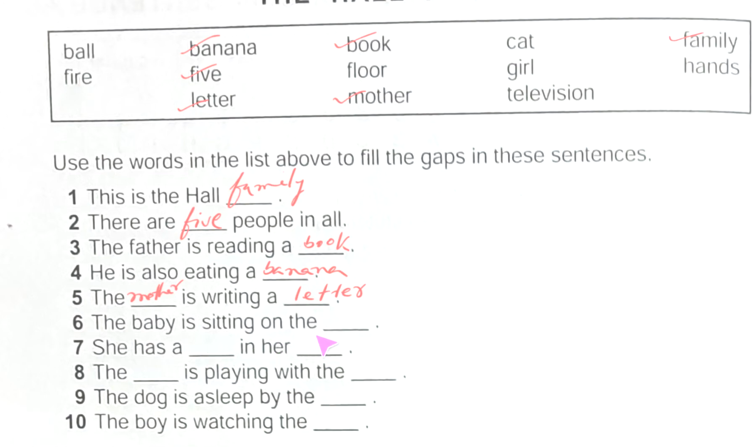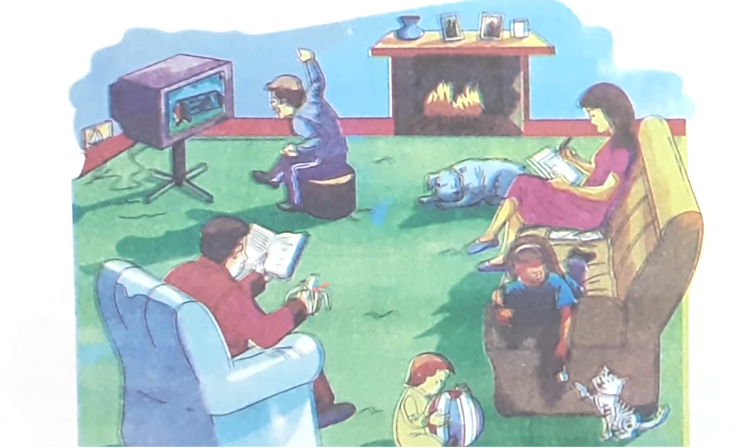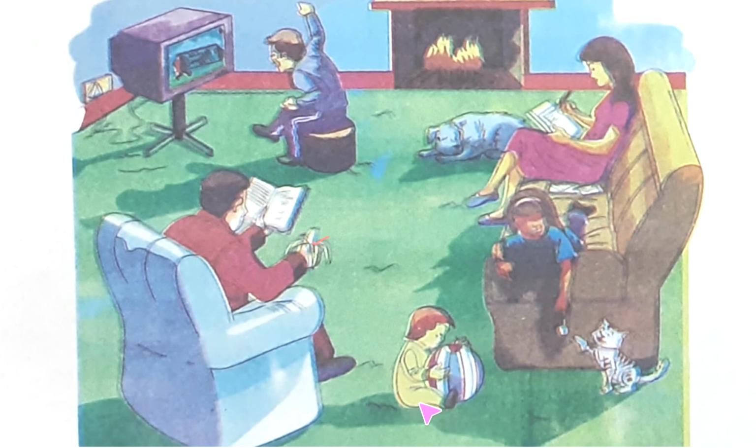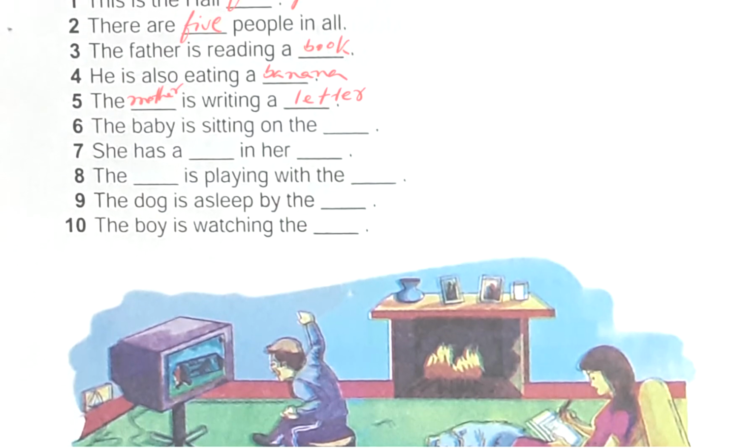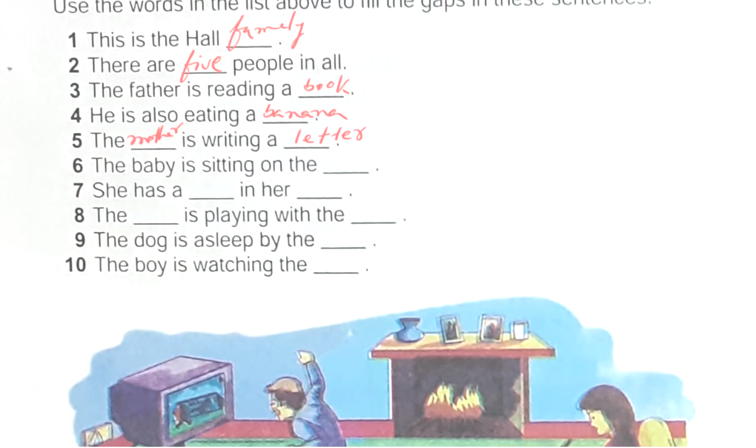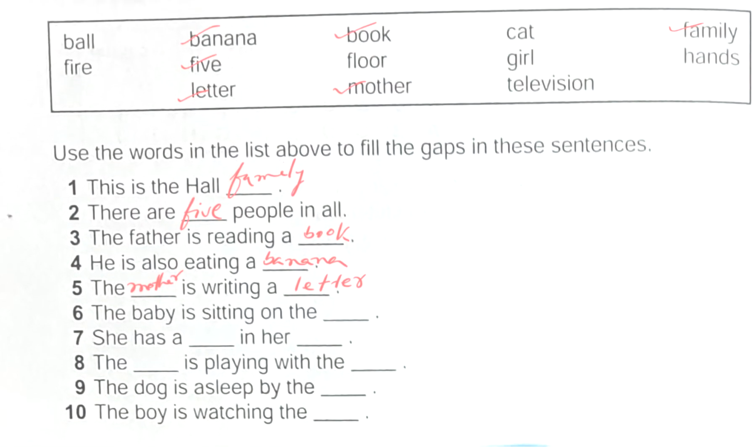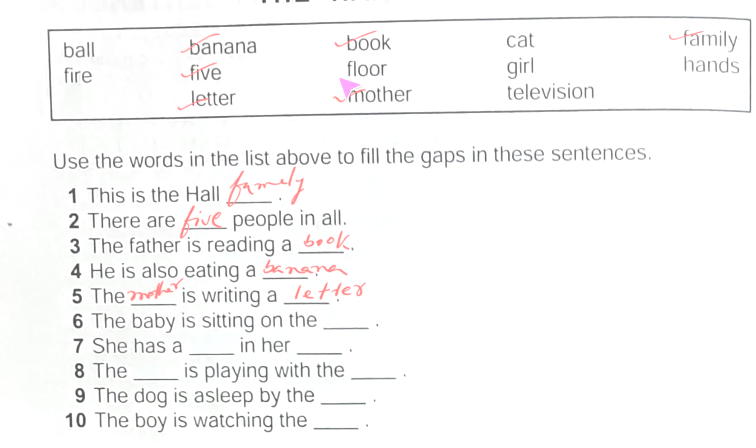The baby is sitting on the where? Just see, here is the baby. Baby, where is he sitting? He is sitting on the floor. Yes, see, is it here? Floor, here it is. So we can write the baby is sitting on the floor.